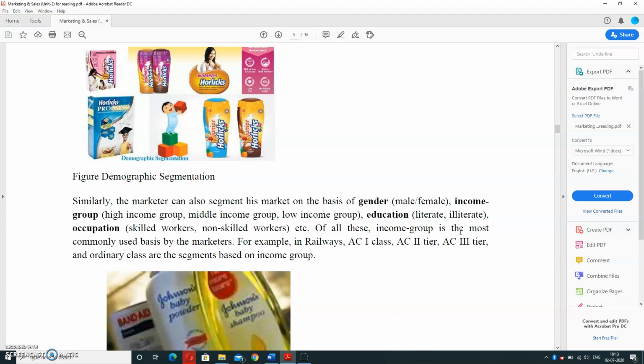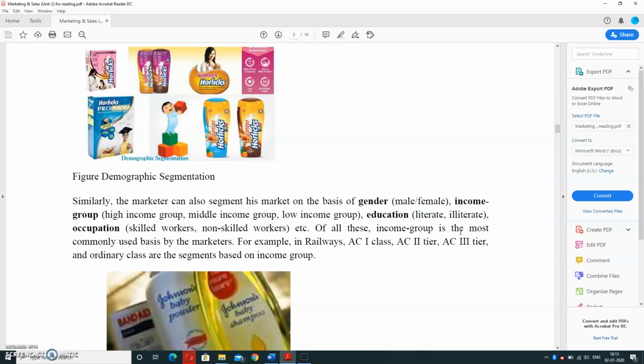On the basis of educational level, take the example of a newspaper or a magazine. Magazine requirement can depend on the education level: how much percentage is literate or how much is illiterate. So the market will be divided on the basis of product type. Whichever type of product the company is selling, they will divide the market accordingly.